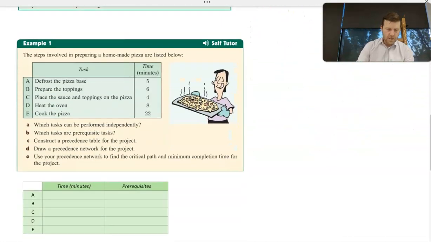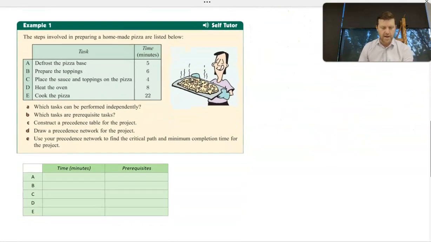This example involves making a pizza, and this time there are only 5 tasks to complete this project. Again, each task has a time, in this case in minutes. So which task can be performed independently? Okay, so no prerequisites.